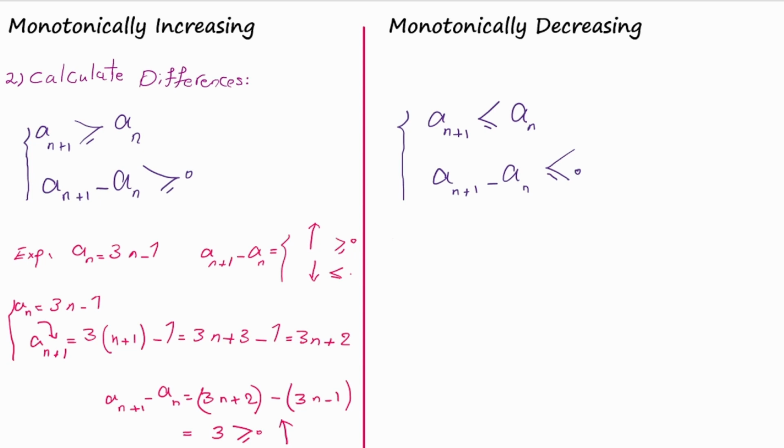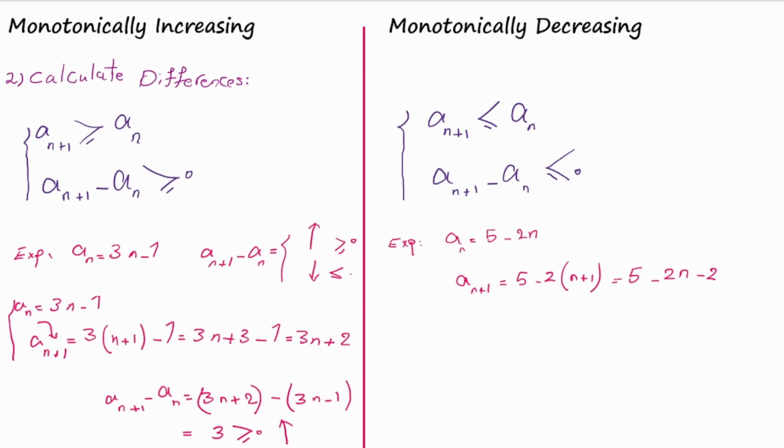As another example, let's consider the sequence a sub n equal to 5 minus 2n. If we calculate the a sub n plus 1 term, we have 5 minus 2 times n plus 1, which is equal to 5 minus 2n minus 2.